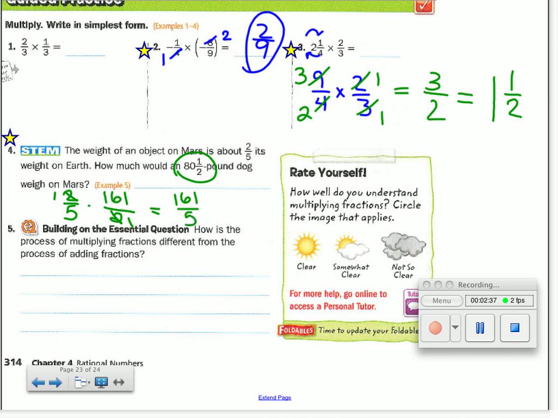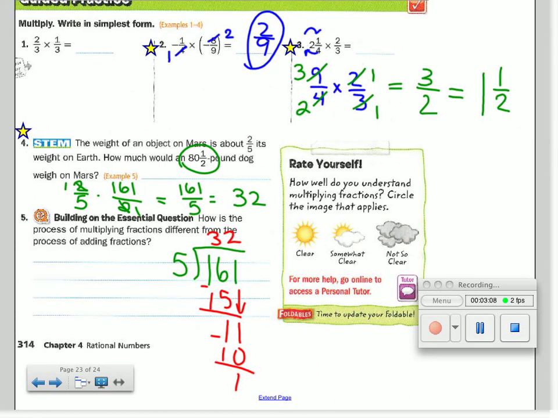Anyone know how many times it would go in there whole? Yes. 32. 32 whole times? If you're not sure, this is really what's happening, because this is a lot bigger number. This is what you can do. 5 goes into 16 3 times. 3 times 5 is 15. Got a 1, drop the 1 down. 5 goes into 11 twice. 2 times 5 is 10. And you have a remainder 1.